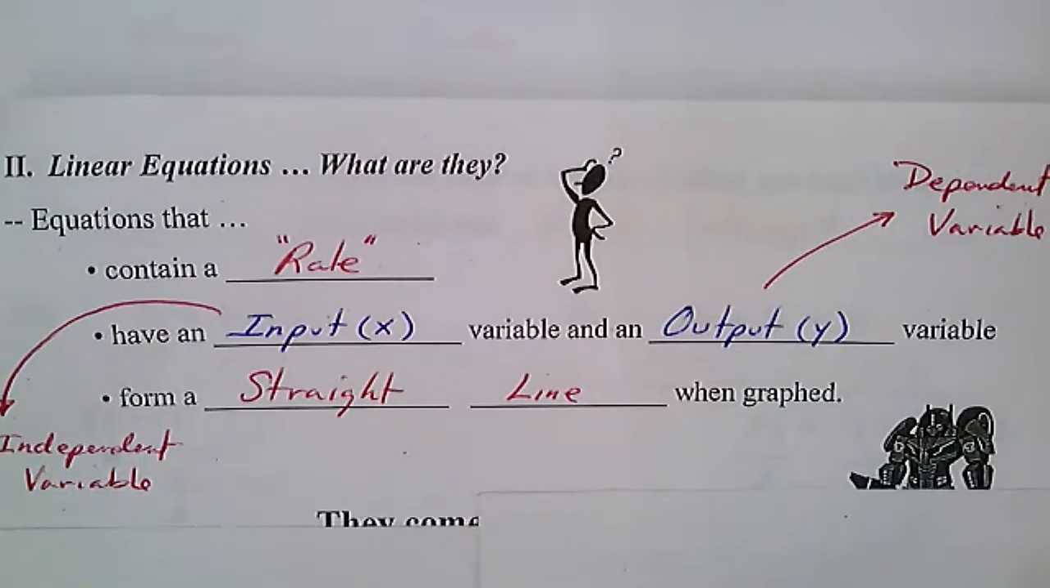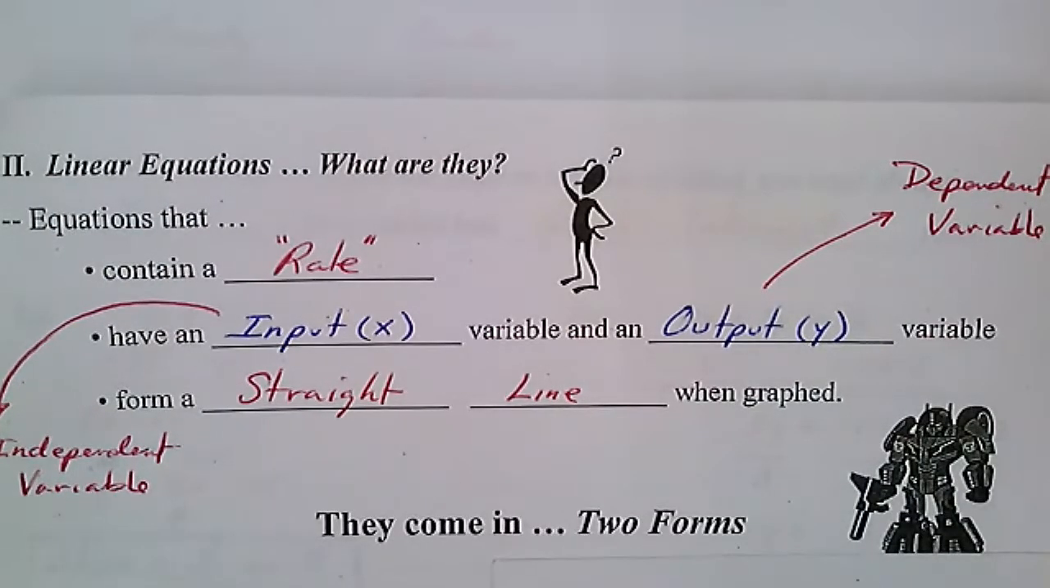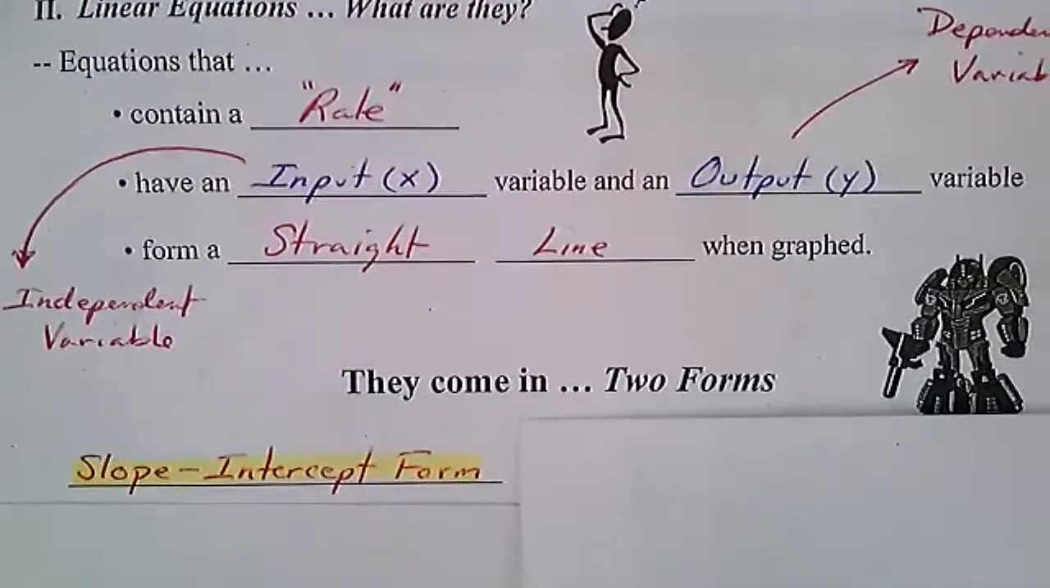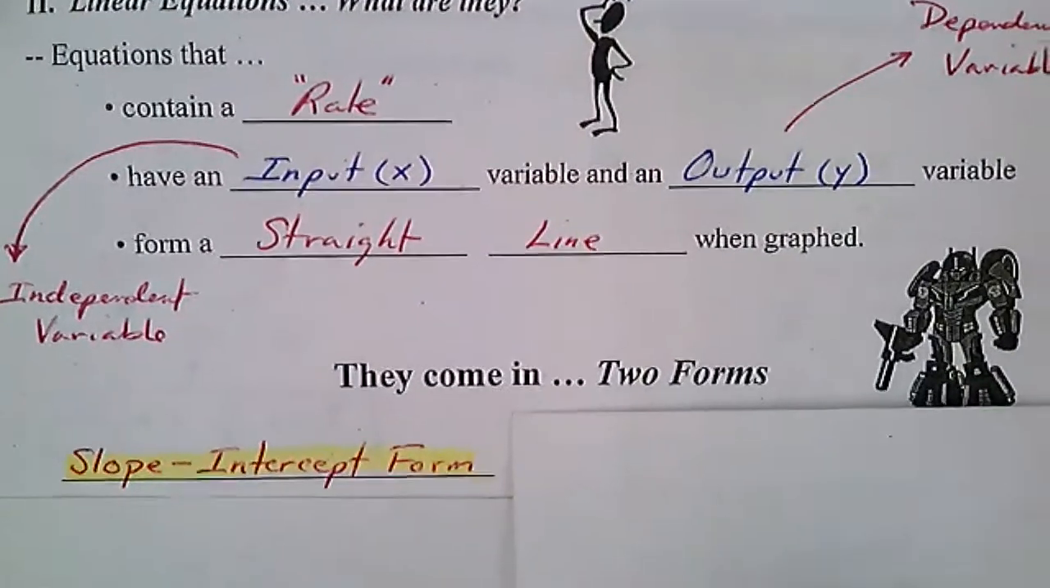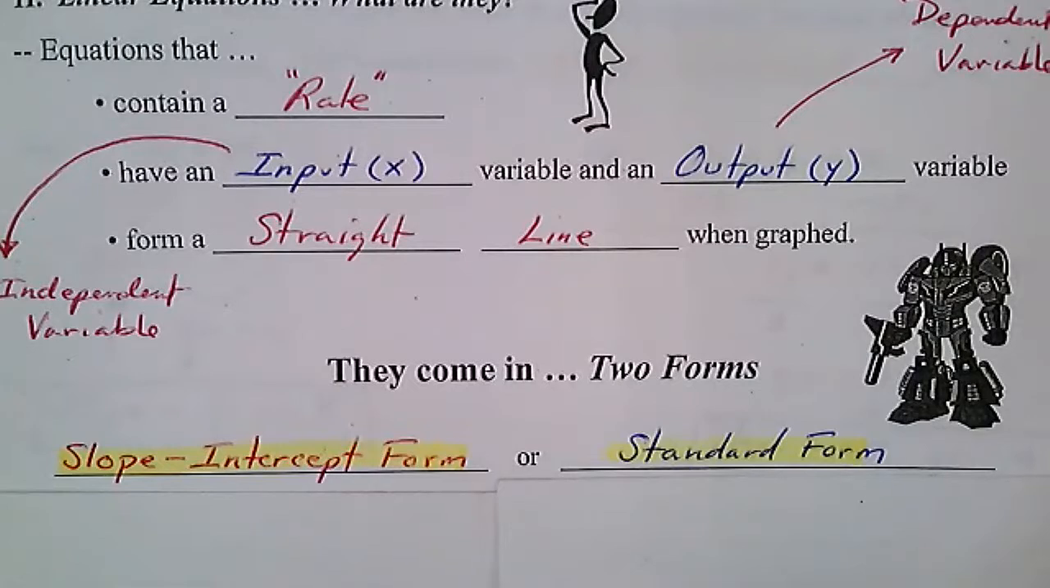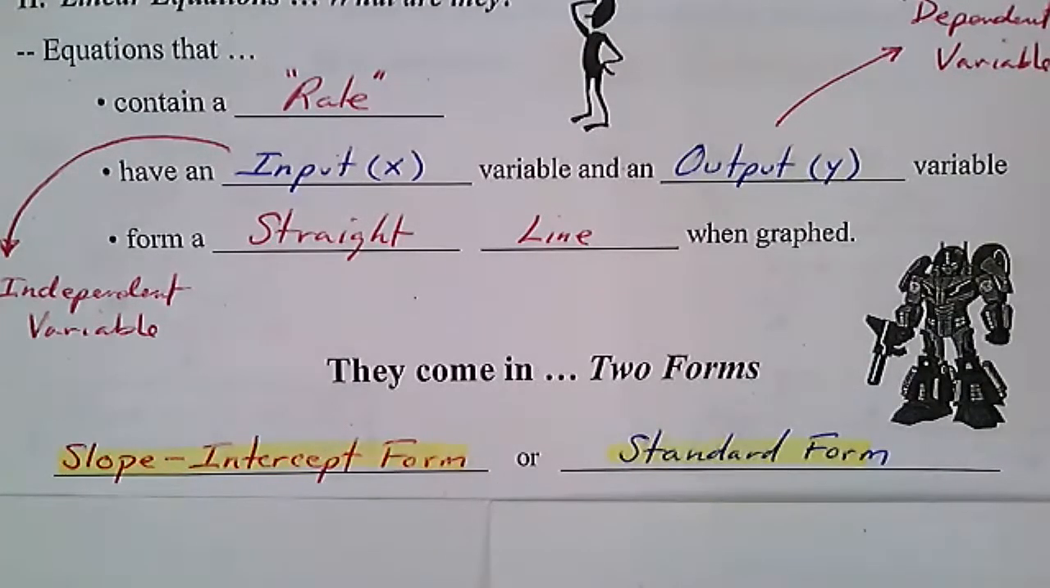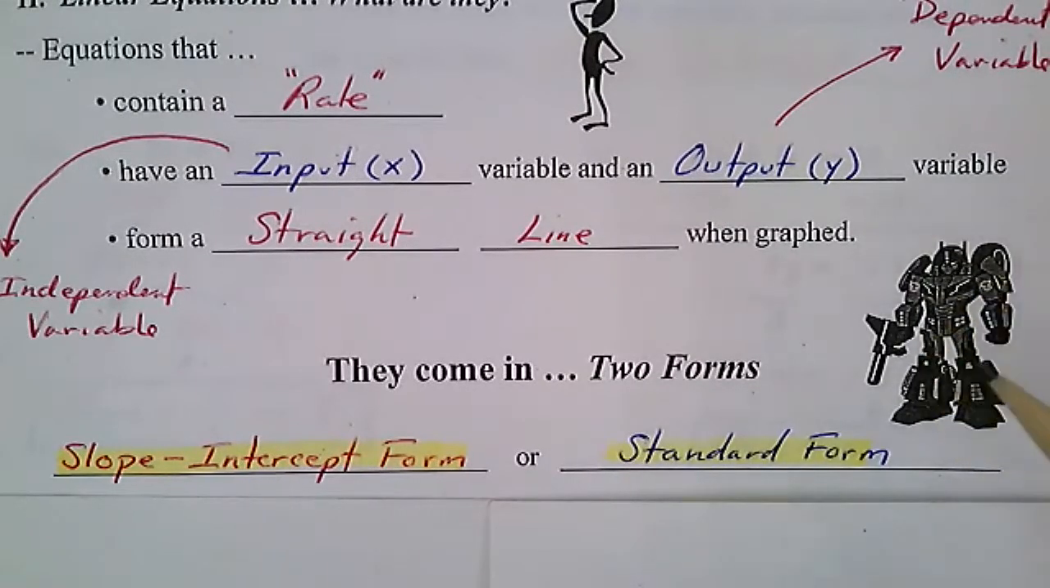Now, where we left off, we said that they come in two forms. One form is called slope-intercept form, and the other form is called standard form. Now, for those of you that are movie watchers or comic book readers, you know that this is a transformer and this is Optimus Prime, right? So Optimus Prime, like all transformers, can be a robot, or they can transform into some type of a car or a truck. Optimus Prime, he transforms into an 18-wheeler.